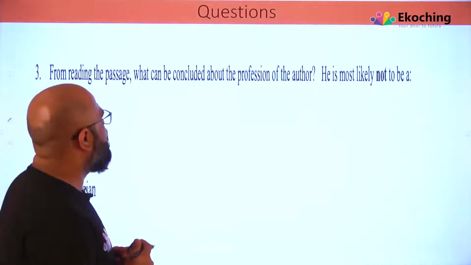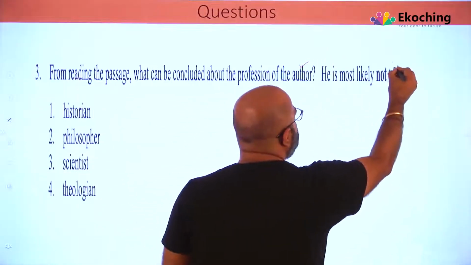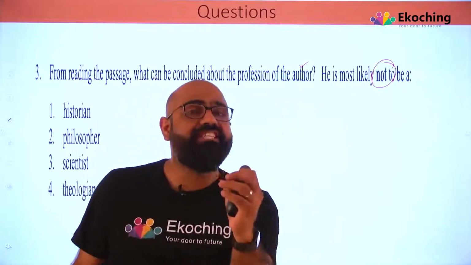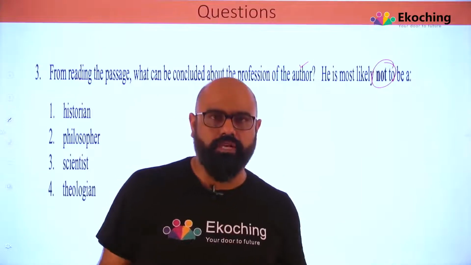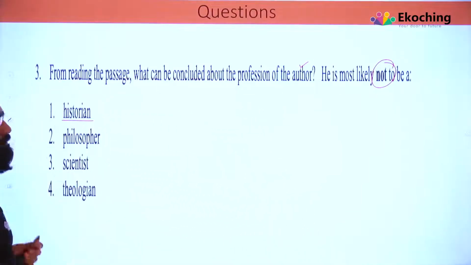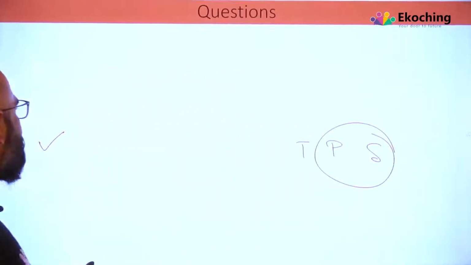From reading the passage, what can be concluded about the profession of the author? He is most likely not to be what? There is one thing he definitely cannot be. Let's go to option number 1. Historian. Can he be a historian or he can't be? Let's move to the passage. Let's go to the passage once.